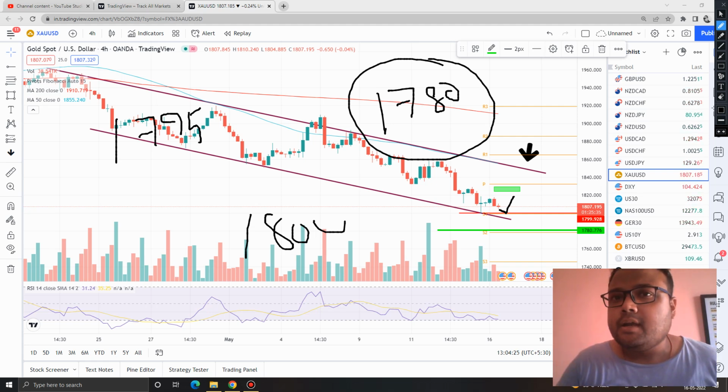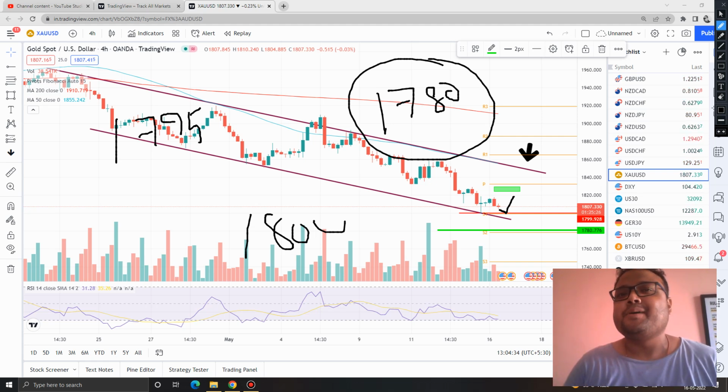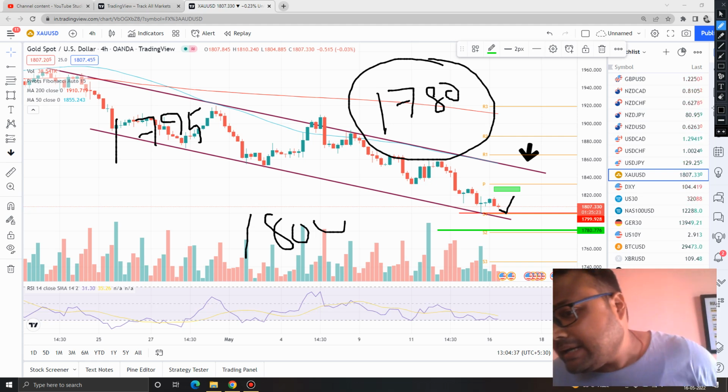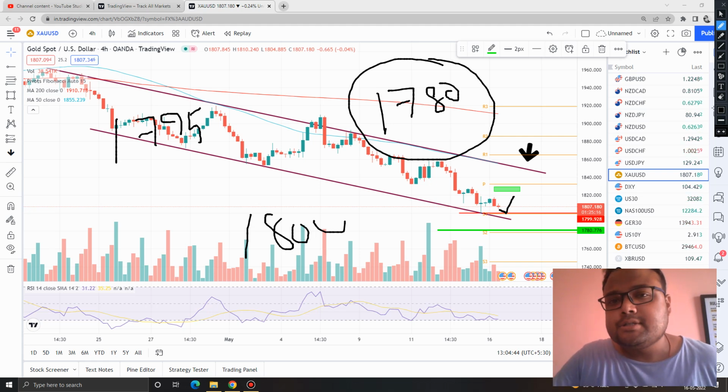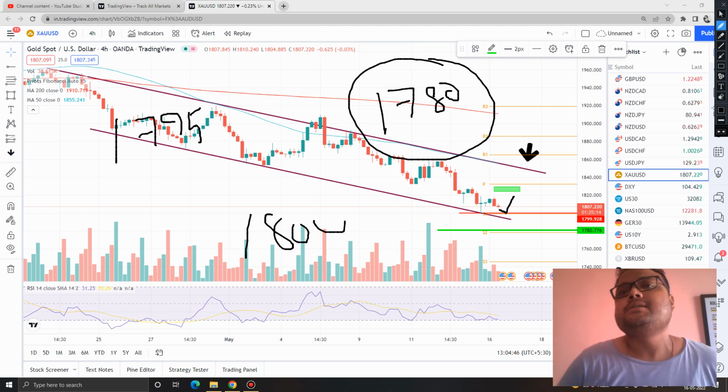Otherwise, please be careful, and whatever you do, please follow proper risk management, because this is my analysis. I can be wrong as well. So please protect your hard-earned money, protect your capital, and protecting the capital is the first priority, or should be the first priority, of any trader. So if the market comes down to the 1800 level and bounces, you can try to buy, but it can be risky because this is not a very strong level. The strongest level is only 1780 here as the support. If the market bounces from 1780, then only you can go for a buy.